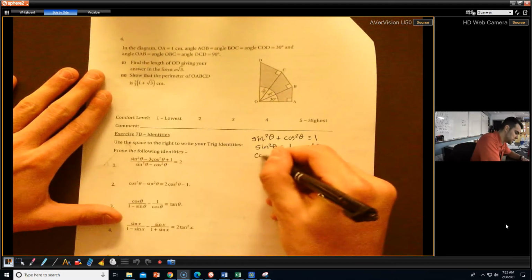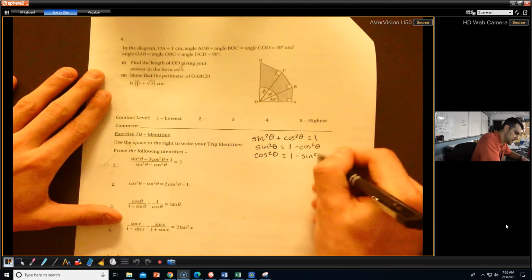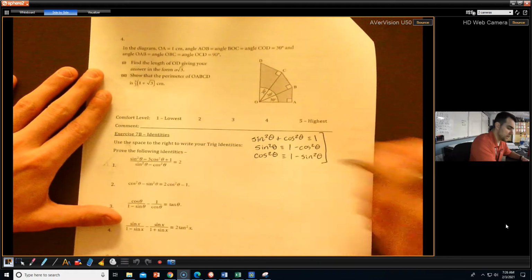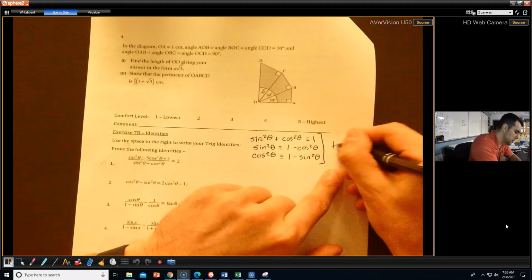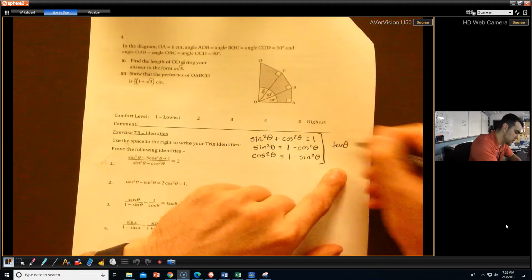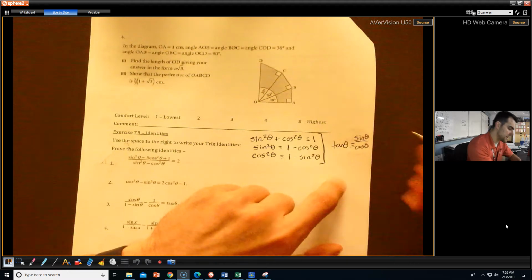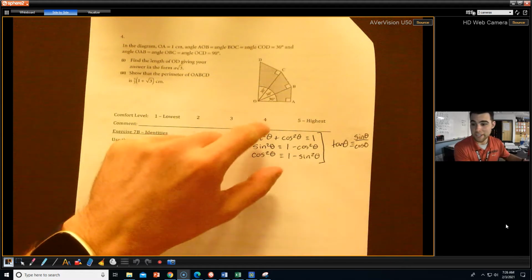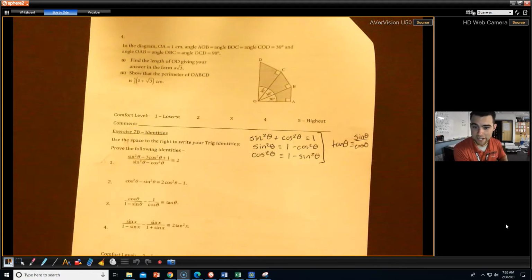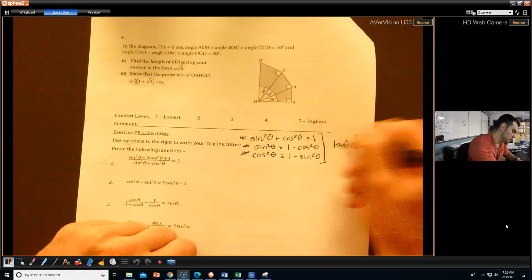And same thing with cosine squared theta. That's going to be equal to 1 minus sine squared theta. Those are our 3 trig identities for the Pythagorean identity. And then, of course, I'm not going to forget our good old pal, tangent, which is equal to sine theta over cosine theta. And you can use these 4 identities in tandem, but it's really just 2 identities. We'll call it 4, though.